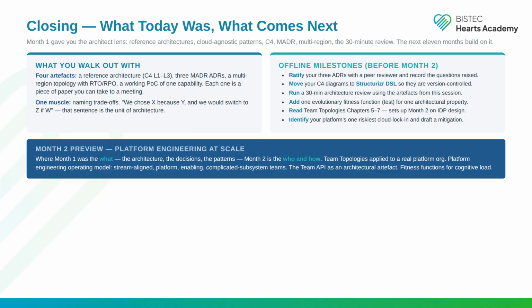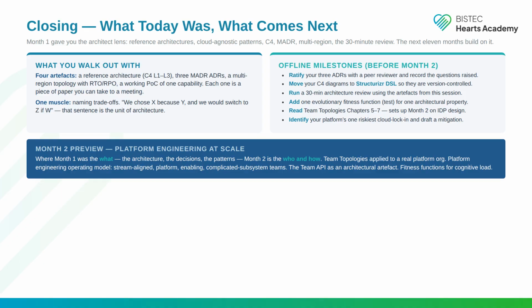Your offline milestones before month 2. Ratify your 3 ADRs with a peer reviewer and record the questions raised. Move your C4 diagrams to Structurizr DSL so they are version controlled. Run a 30-minute architecture review using the artifacts from this session. Add 1 evolutionary fitness function, 1 test for 1 architectural property. Read Team Topologies chapters 5 to 7, which sets up month 2 on internal developer platform design, and identify your platform's 1 riskiest cloud lock-in and draft a mitigation.